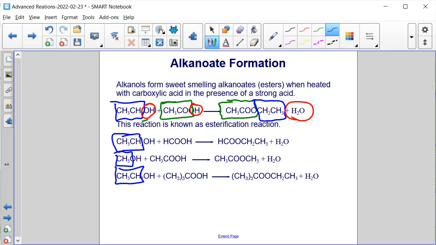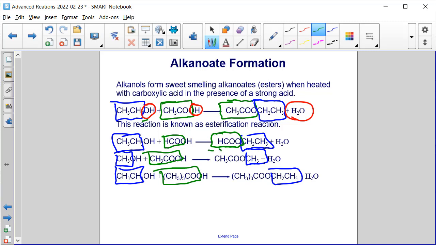Combined with the carboxylic acid. So here, so you can see them all. And then, of course, water as a product.